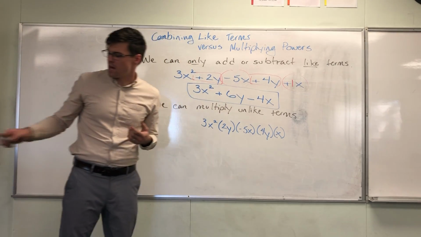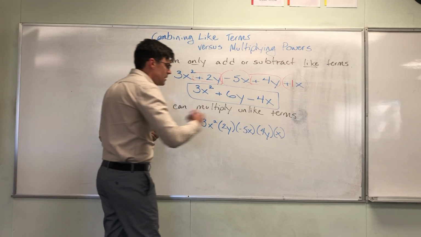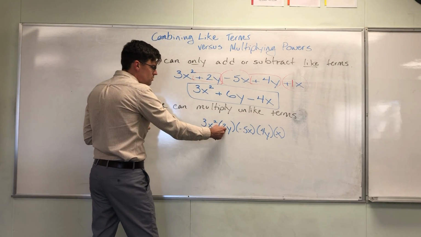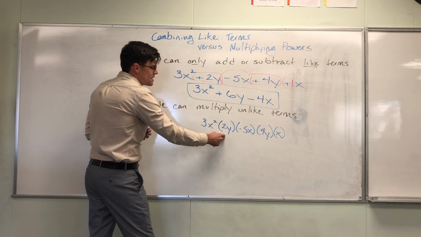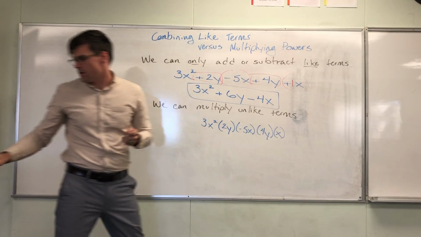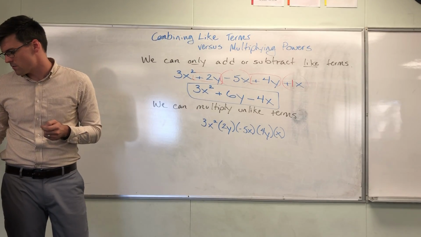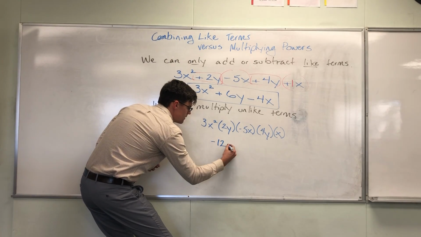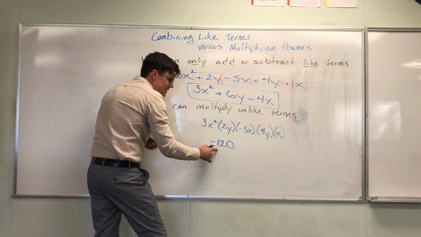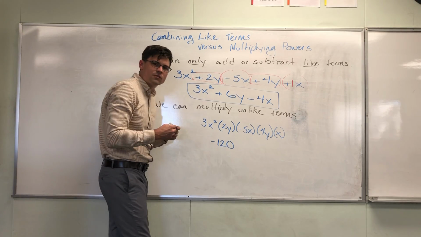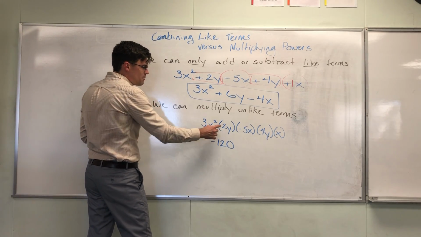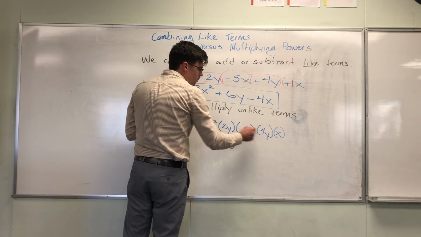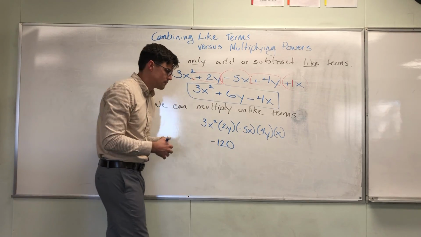So how I'm going to do that is I'm going to multiply the big numbers. 3 times 2 is 6. 6 times negative 5 is negative 30. And then negative 30 times 4 is negative 120. So if you're wondering, wait, where do you get that? That negative 120 is from me multiplying 3 by 2 by negative 5 by 4 by 1.